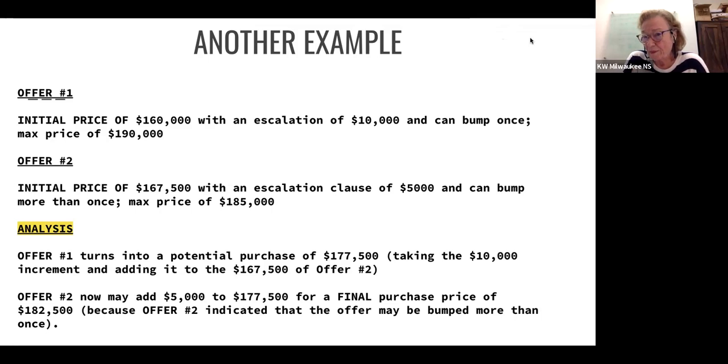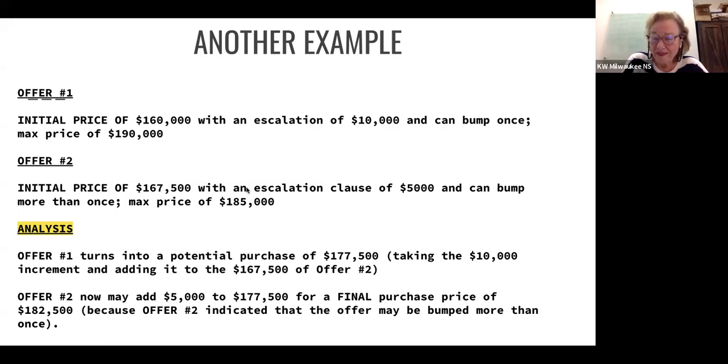And as more and more people started using it, the Greater Milwaukee Association of Realtors came out with their standard form of the escalation clause and gave the option of adding more than one bump. What we've seen is that more agents are familiar with the escalation clause, and in the ones I've been brought into just to try to figure it out, it turns out that the ones that had the more than once bump were the ones that won.